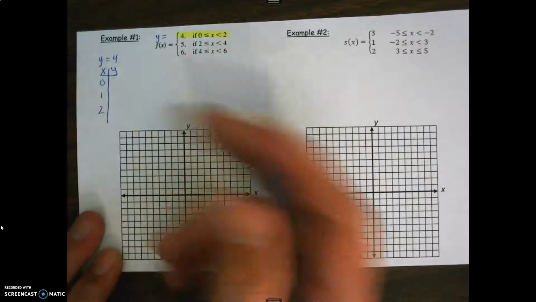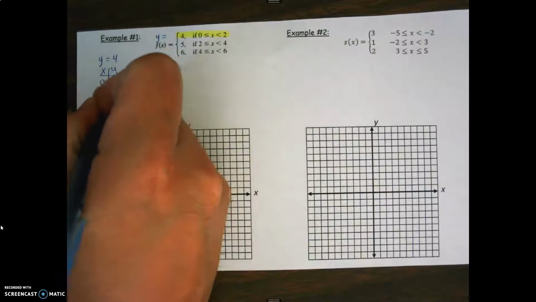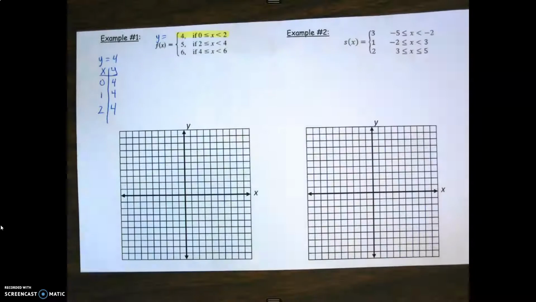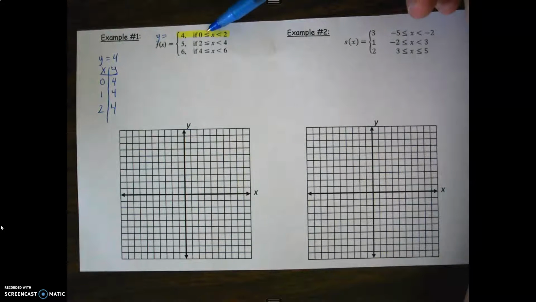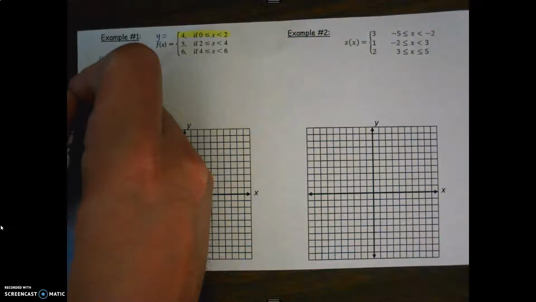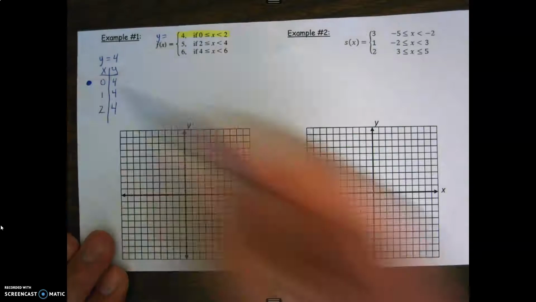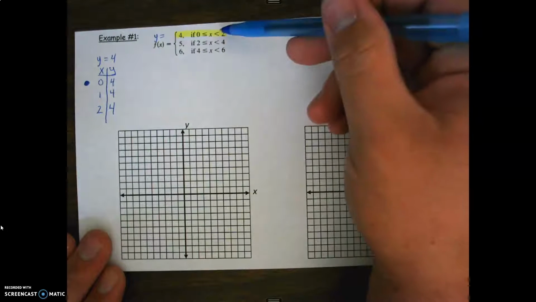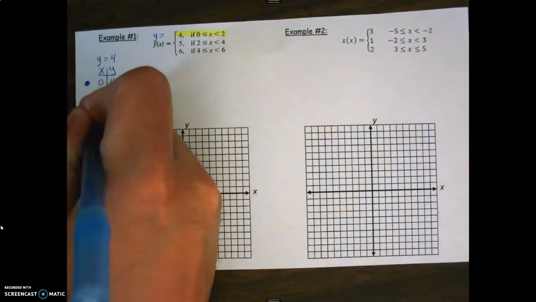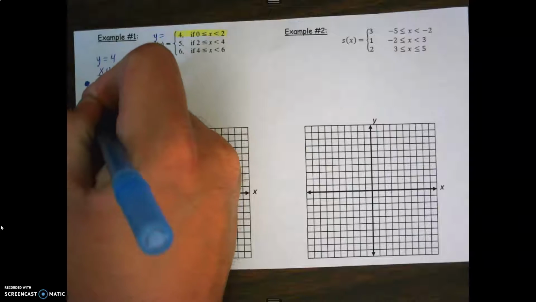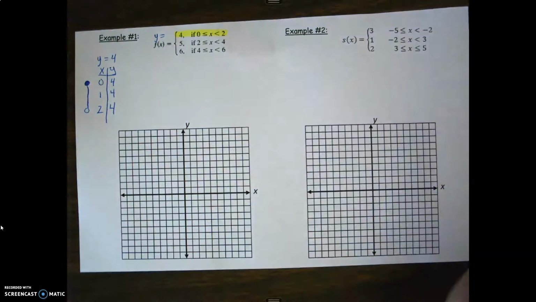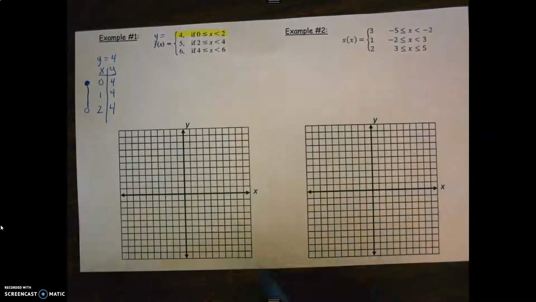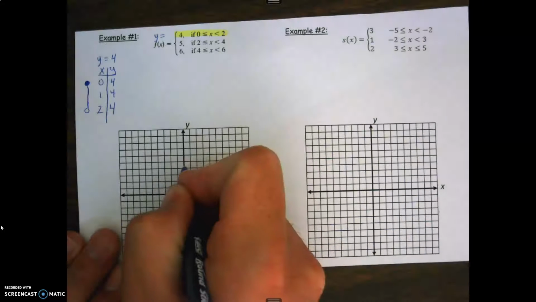Remember, with horizontal lines, if y is equal to 4, all your values of y will be 4. Something to keep in mind, this would be a closed circle at 0, so I'm going to put a closed circle right next to it, so when I graph it I know to put a closed circle. And at 2, we're going to have an open circle. And then you're going to have a horizontal line in between. I know this looks like a vertical line, but it's just the way our table is listed. So let's graph this interval. At 0, 4, a closed circle.